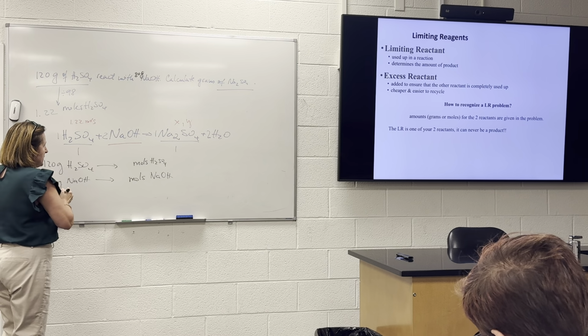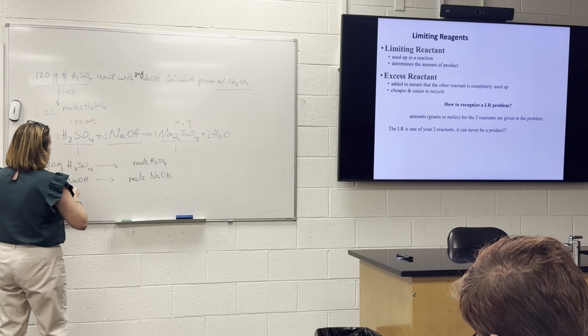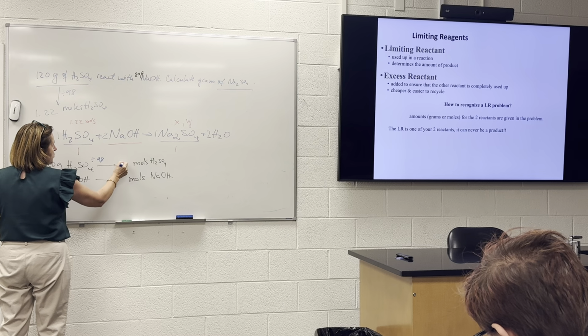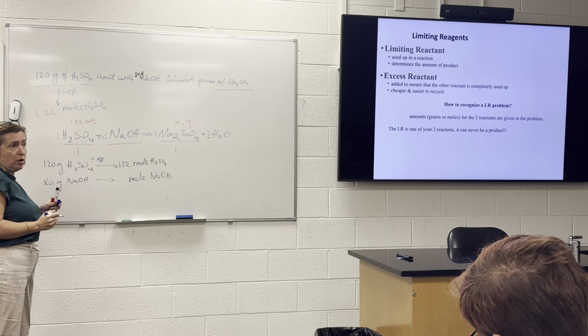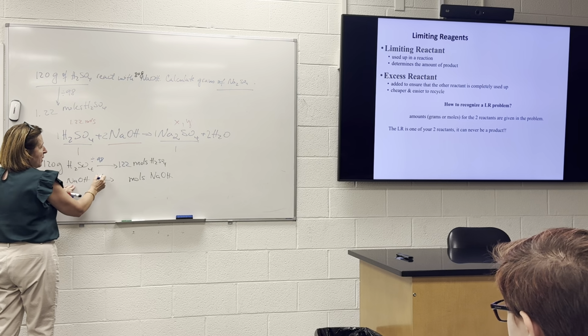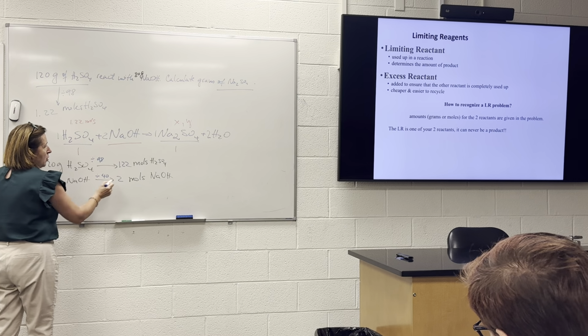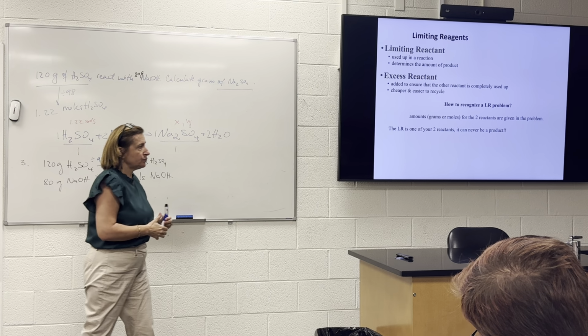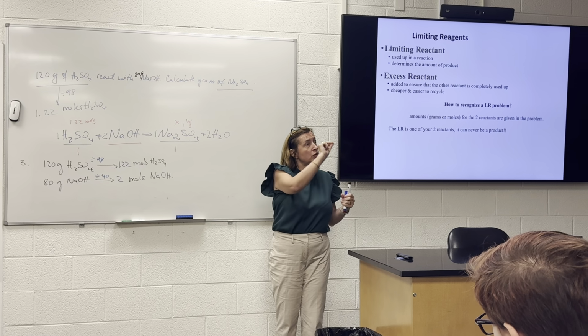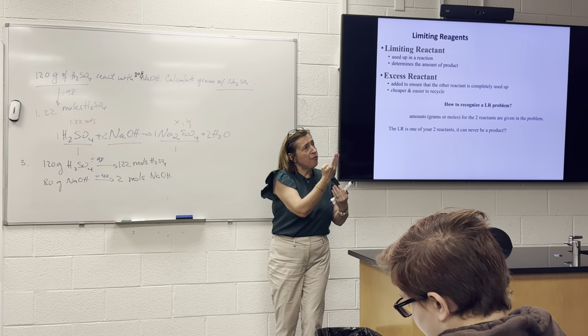120 grams, we've seen that the molar mass of H2SO4 is 98, so I divide this by 98, and I get 1.22 moles of H2SO4. And the molar mass of NaOH is 40, so I divide this by 40, and I get 2 moles of NaOH. So far, so good? So I'm doing step 3 twice. Now I'm going to do step 4 twice.